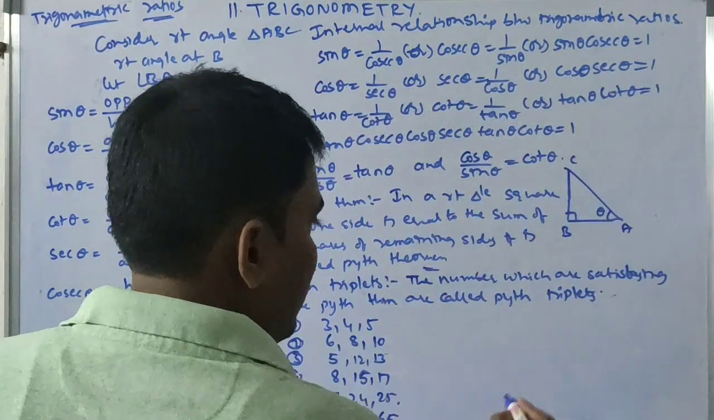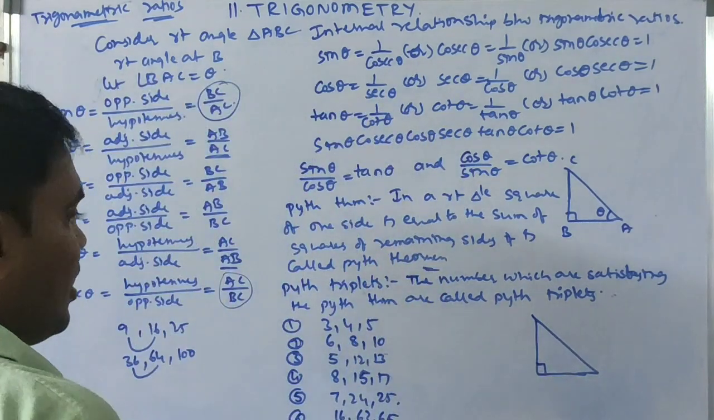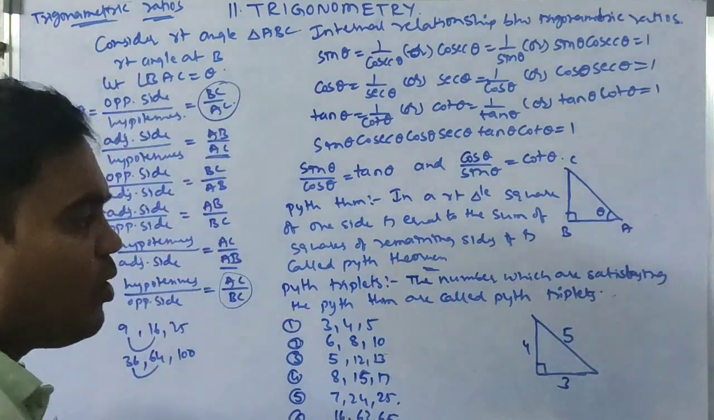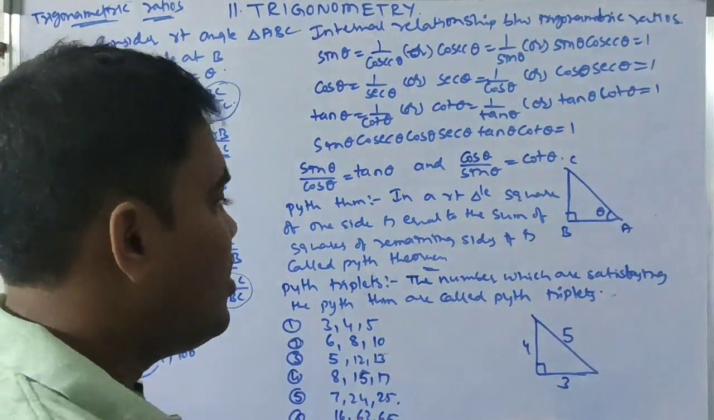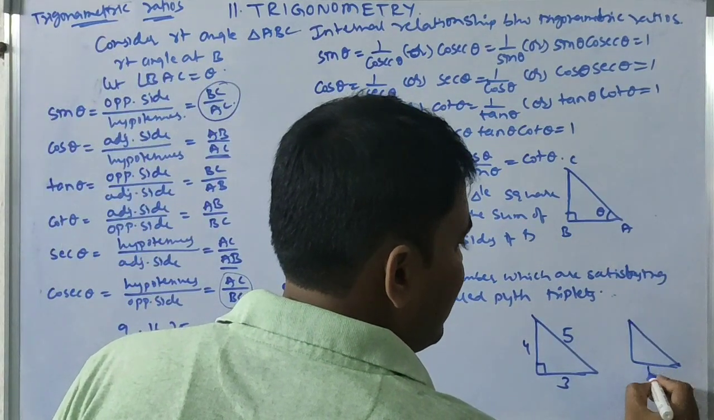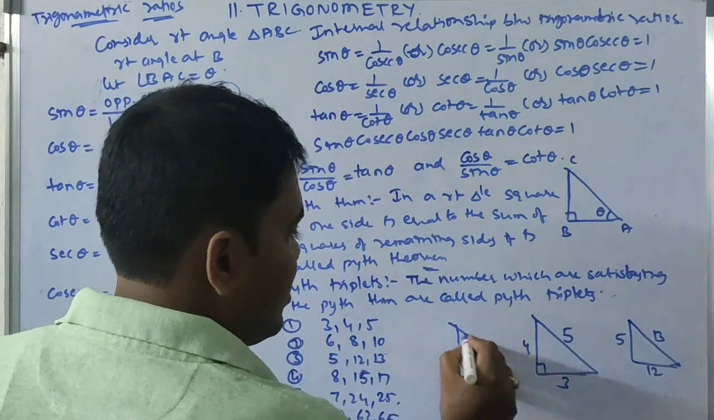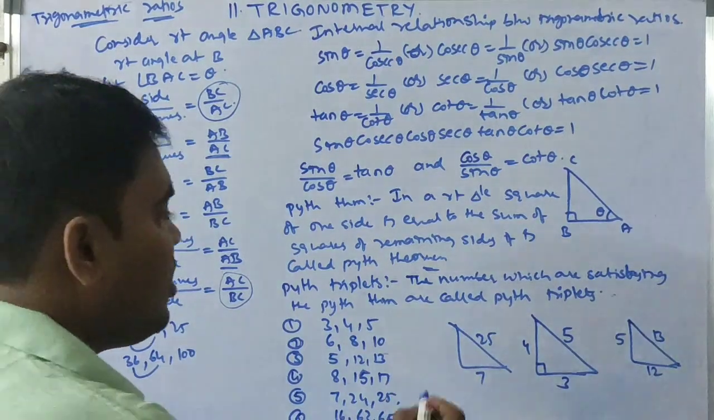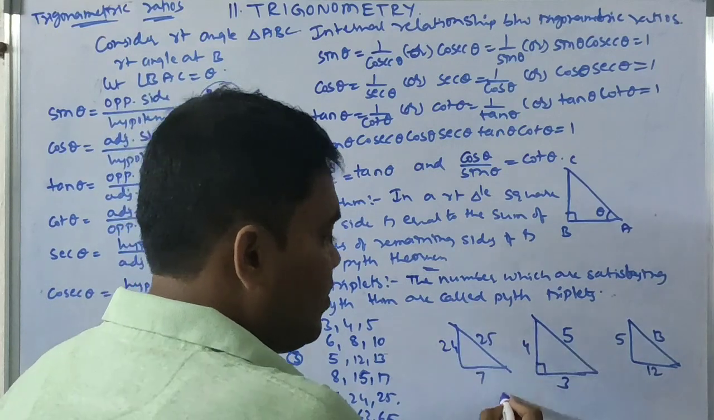For example, this is the right angle triangle. If two sides we know are 3, 4, the third is automatically 5. So the longest side should be the hypotenuse. If another one, this is 12, 5, this is automatically 13. Next, 25, 7. So 7, 25, what is the combination? 24. Remember, the hypotenuse should be bigger.